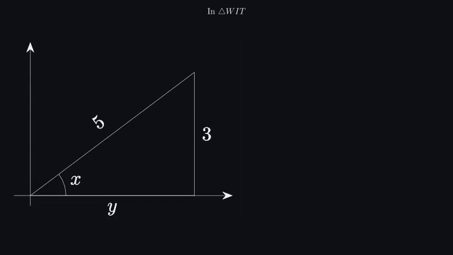To summarize, we changed 0.6 to 3 over 5. This gave us a right-angled triangle with opposite side 3 and hypotenuse 5. Using Pythagoras, we found the adjacent side to be 4. Then, tan of x equals 3 over 4, so 1 minus tan of x equals 1 over 4.